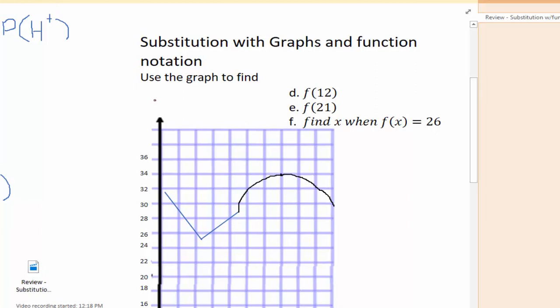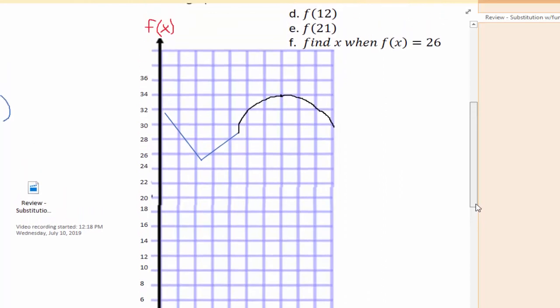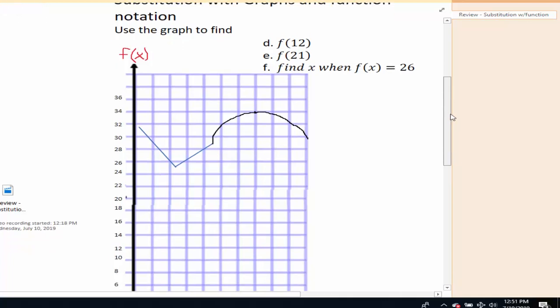Okay, so one thing I forgot to do is label this f of x. So usually this is labeled y, but it doesn't have to be labeled y. In this case, we're going to name it f of x, and we're going to name this axis the x-axis. So we have 3 problems we're going to use this graph with. The directions say substitution with graphs and function notation, use the graph to find, and then we have 3 different problems.